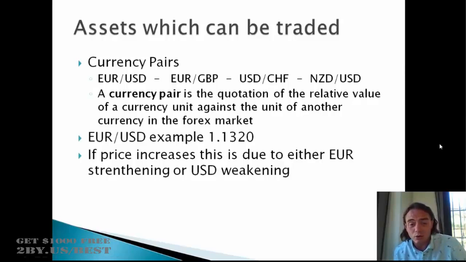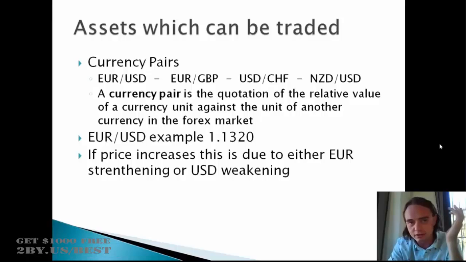The price is 1.1320, which means that for 1 euro you will get $1.1320. If the price goes up, that can either be due to the euro getting stronger, so you get more dollars back for 1 euro, or it could be because the dollar is weakening. So you've got two potential variables.